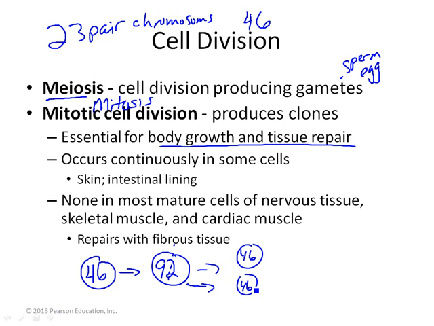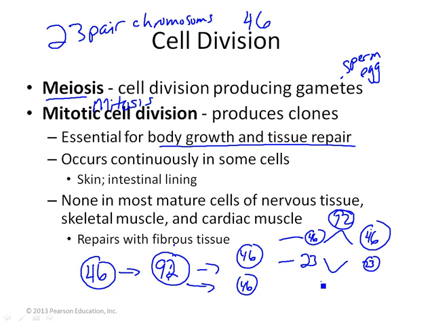Now, sperm and egg don't have 46. If you had 46 chromosomes in a sperm and 46 chromosomes in the egg, and they came together, you would have 92. Well, that's too many. You can't have that. What you want is the sperm to have 23 and the egg to have 23, so that when they come together, you get 46 again. This is what meiosis does.